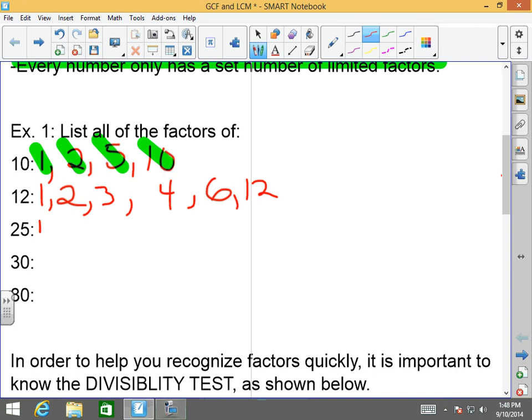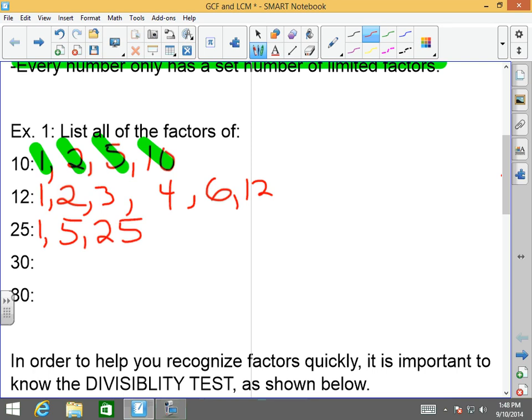Does 1 go into 25? Yes, 1 times what? 1 times 25. Awesome. Does 2 go into 25? Does 3 go into 25? Does 4 go into 25? Does 5 go into 25? 5 times 5, but you just have to put it one time. Does 6 go into 25? Does 7? Does 8? Does 9? Does 10 go into 25? So my factors of 25 are only 1, 5, and 25.